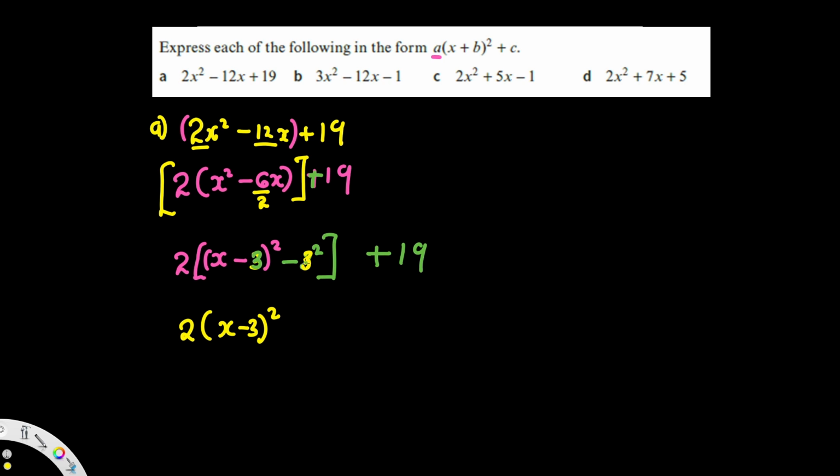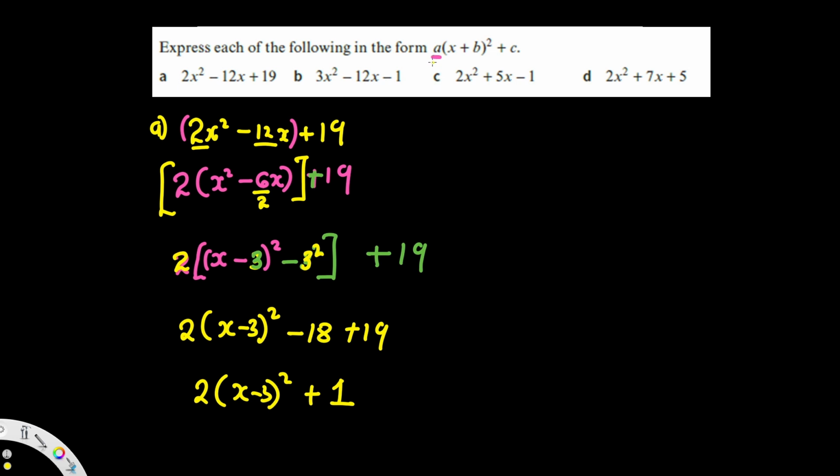This 3 squared is going to be 9. And because there's 2 here, it is going to be multiplied by 9, so that we are going to have minus 18 plus 19. And then this is going to be 2 into x minus 3 squared plus 1. And now that becomes our expression.